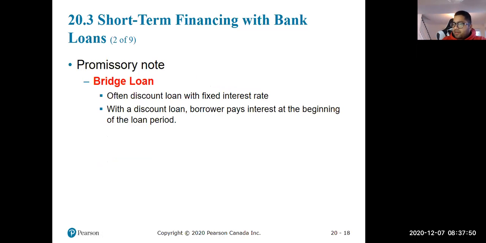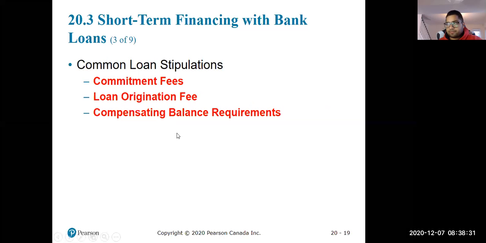Bridge loans are generally taken when you know that there is some money coming, but you need money right now. For example, Airbnb is coming up with an IPO, but it took a bridge loan a few months back. It needed money, but it knew it was going to do an IPO in a few months, so big money is coming in from that. Whenever money is going to come, in the meanwhile, you can take a bridge loan. Often a discount loan with a fixed rate of interest. With a discount loan, borrowers pay interest at the beginning of the loan period.